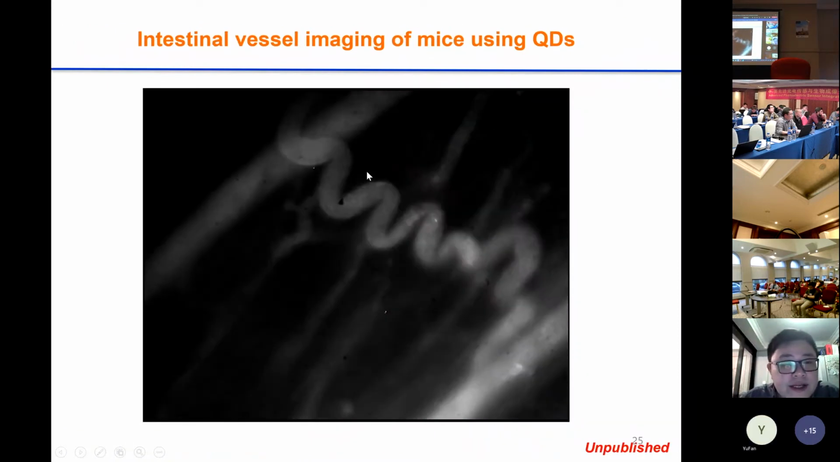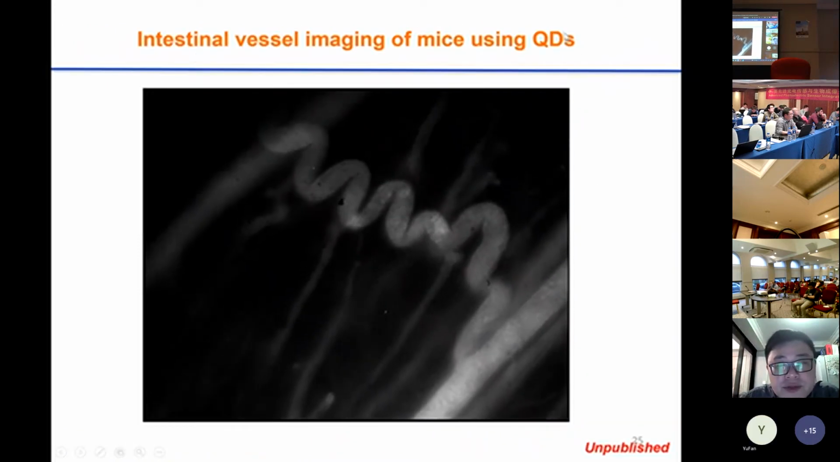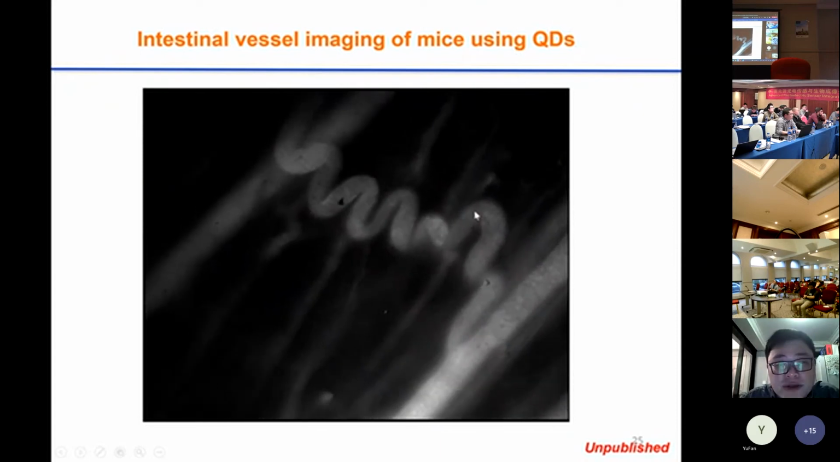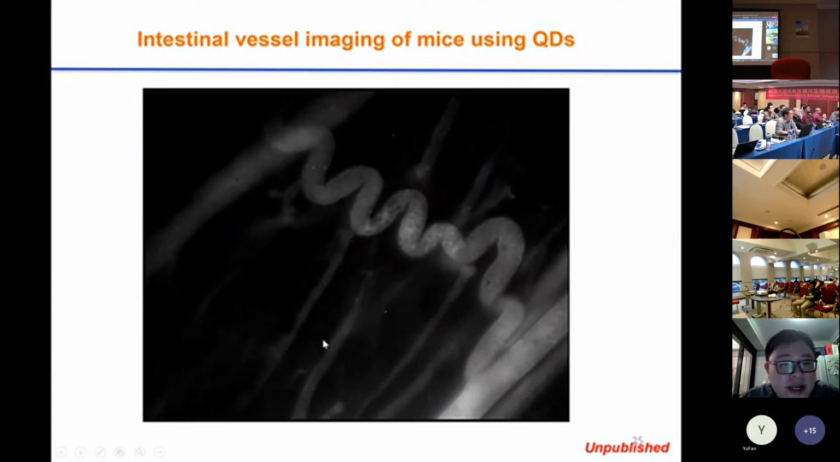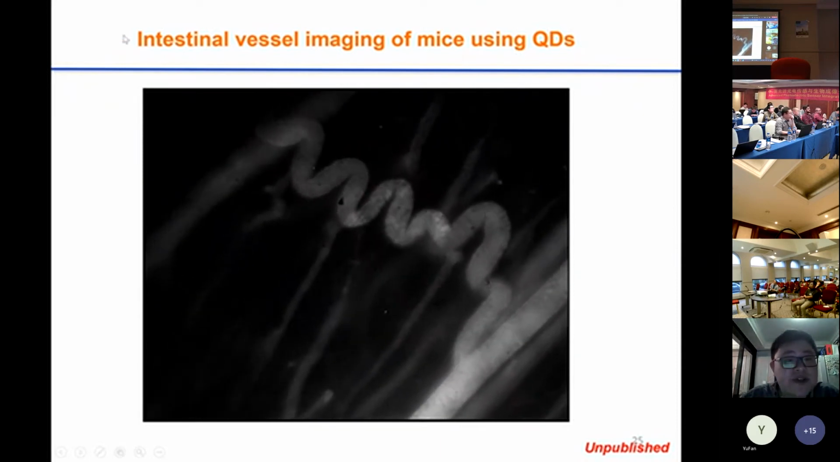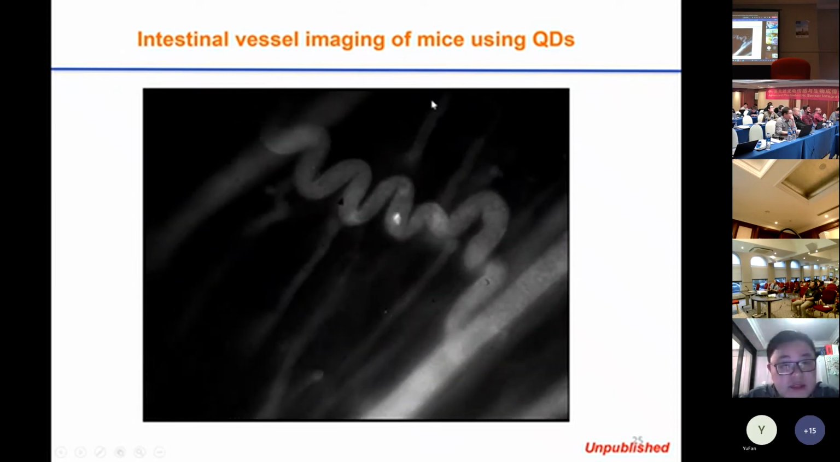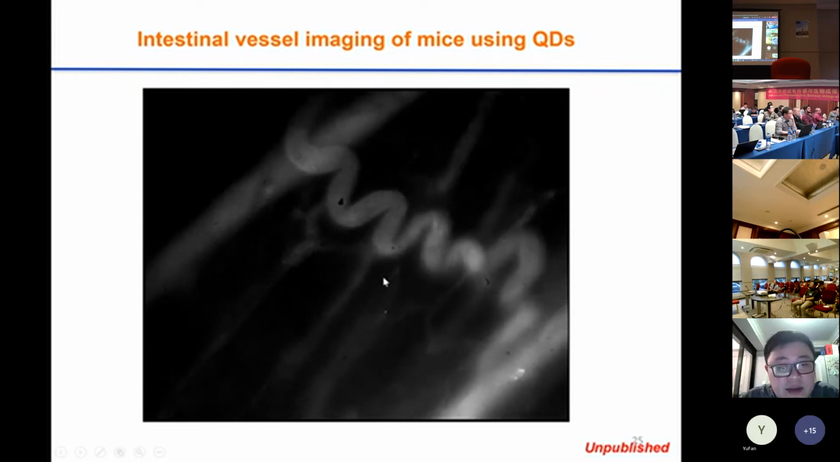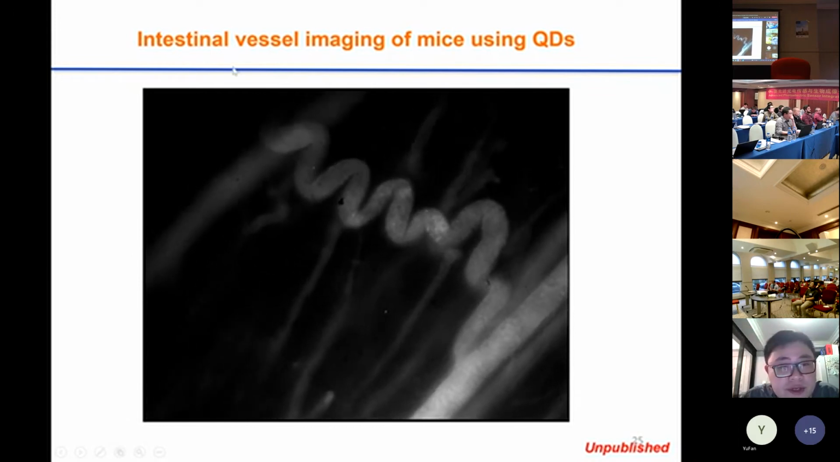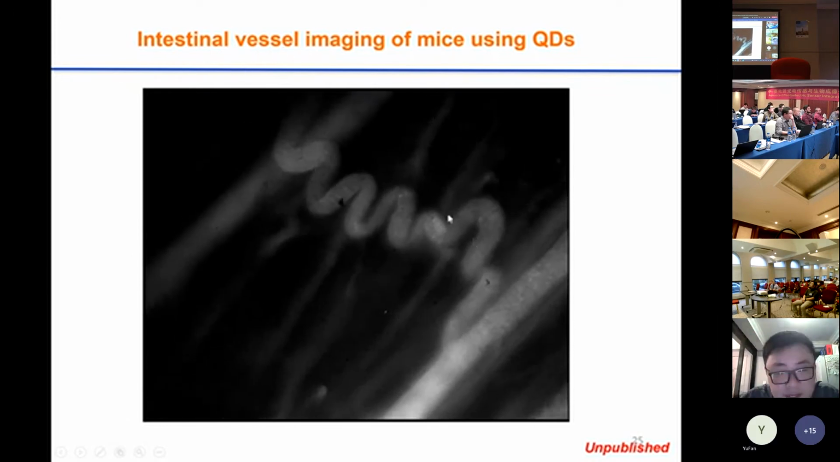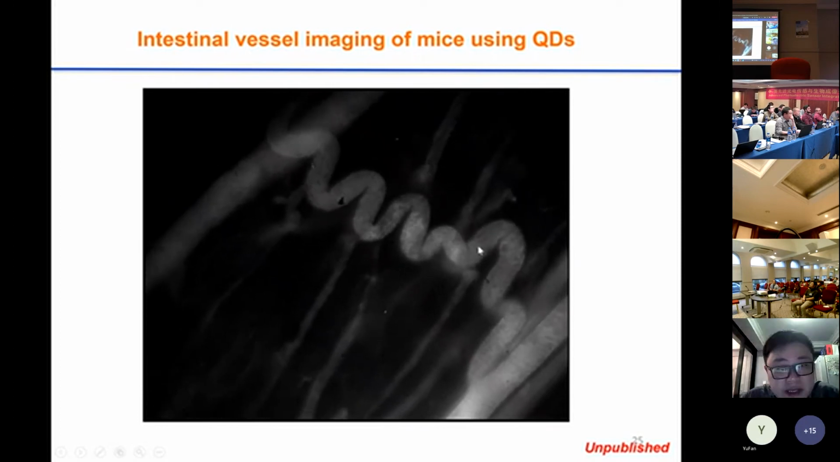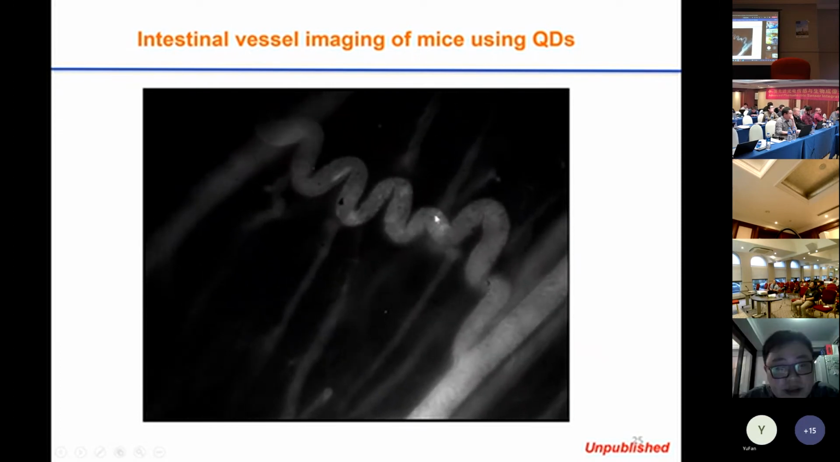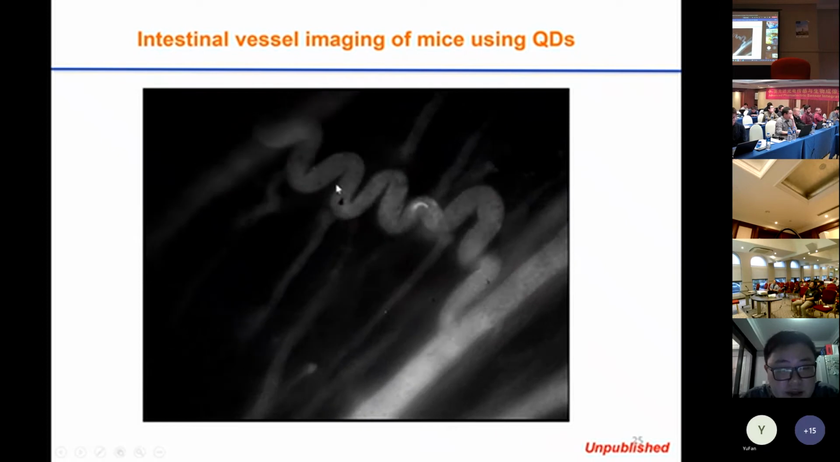And here is another example. Here we also intravenously injected the quantum dots into the body of a mouse. Then we did the observation of the intestine of the mouse. The whole thing is the intestine of the mouse, and it is wriggling. And the blood vessels in this intestine can also be visualized very clearly. Here we can see the flowing of the blood.